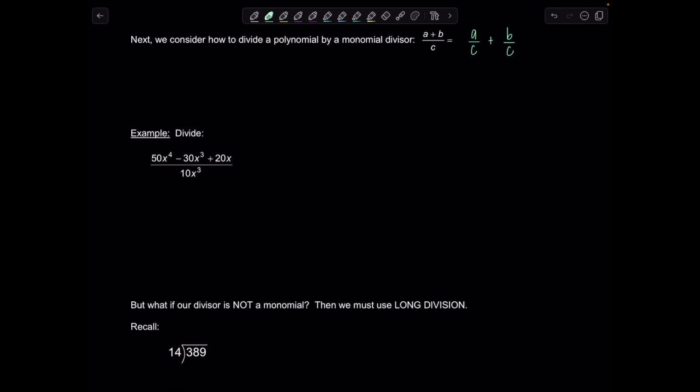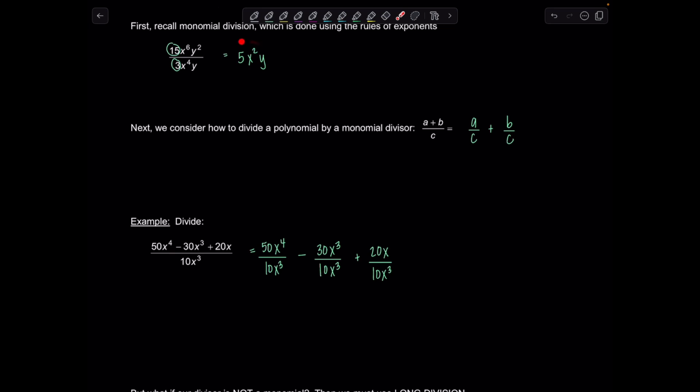So let's divide the following. This does not require long division because notice we have a monomial as the divisor in the denominator. So I could just simply rewrite this as 50x to the 4th over 10x cubed minus 30x cubed over 10x cubed plus 20x over 10x cubed, and then simplify each of the terms just like we did up here.